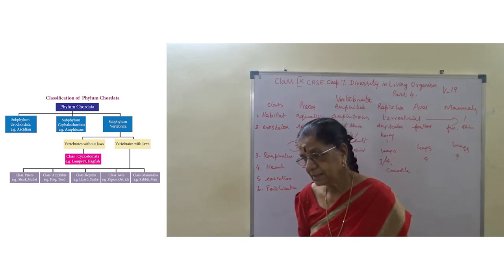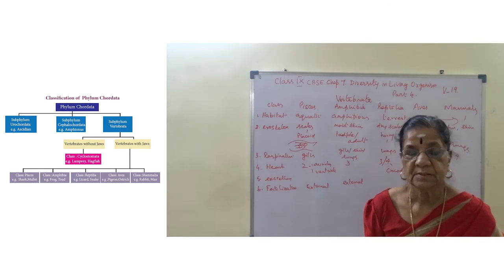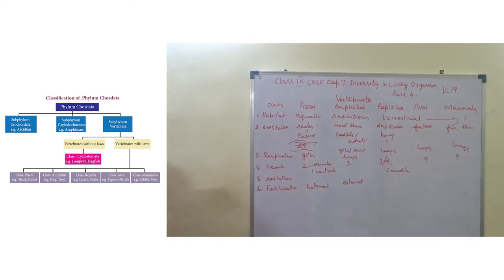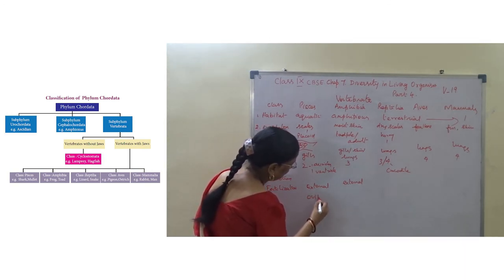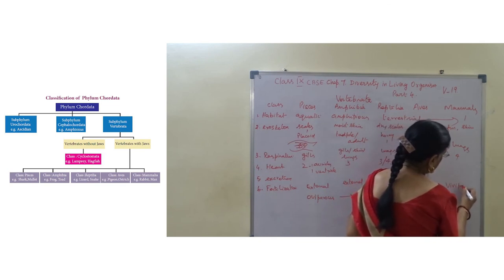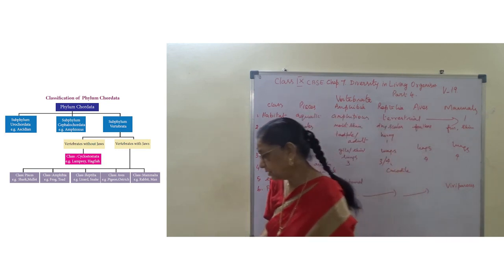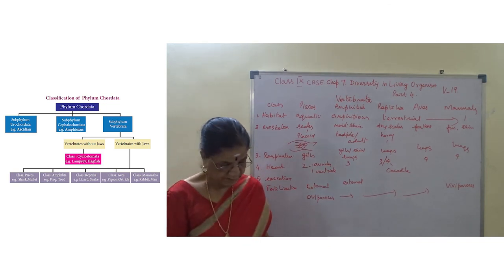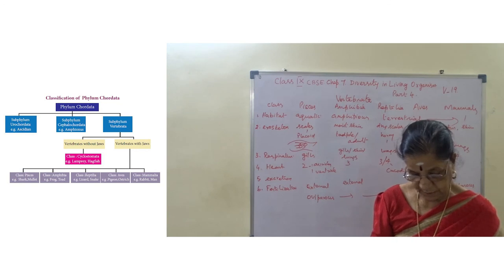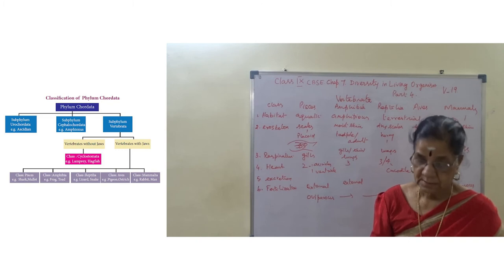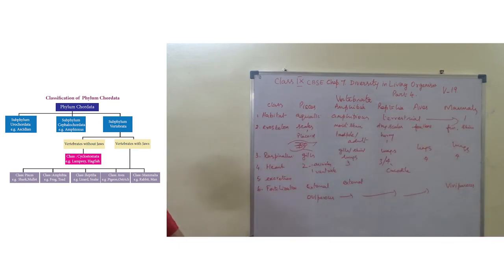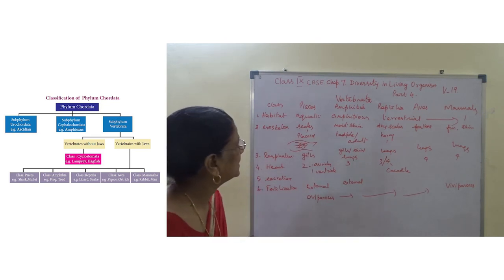Except for the egg-laying mammal, the platypus. So platypus and echidna are egg-laying mammals, so these are oviparous. Viviparous animals are those which give birth to young ones. All others are viviparous animals. So these are the characteristic features of phylum Vertebrata coming under Chordata.